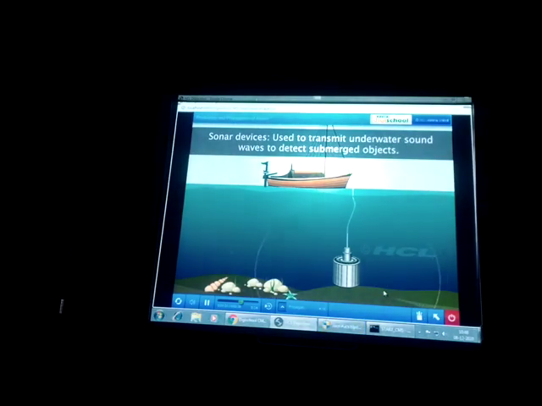Do you know that whales and dolphins communicate underwater? They make low-pitched noises through their blowholes that humans cannot hear. Sonar devices are used to transmit underwater sound waves to locate submerged objects.